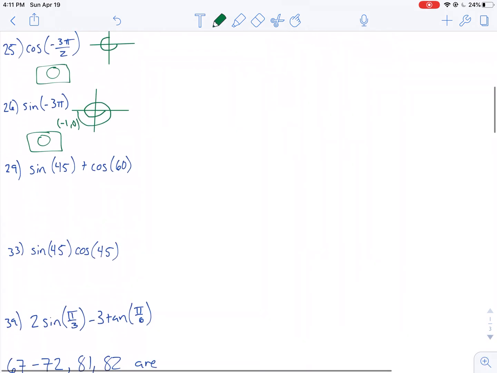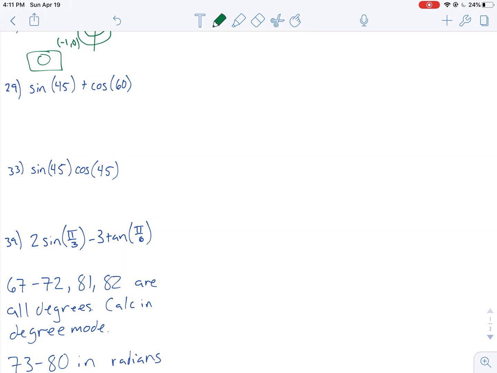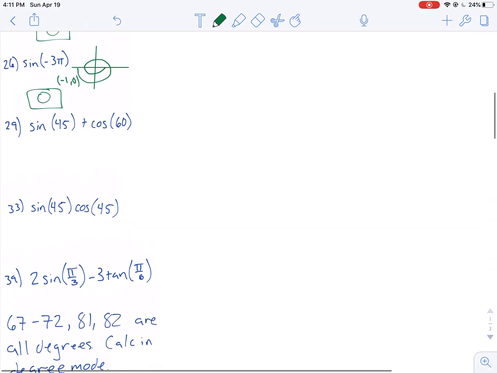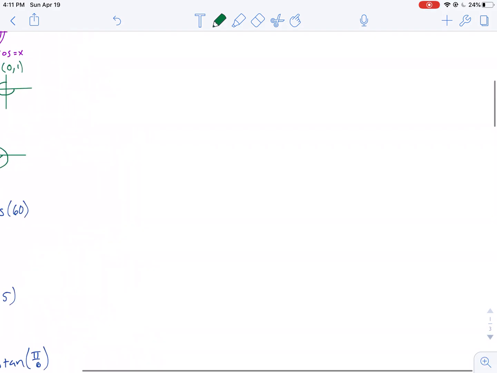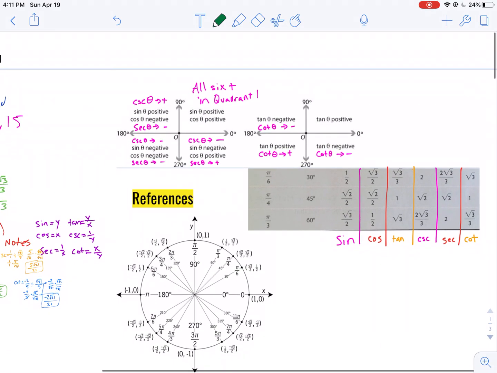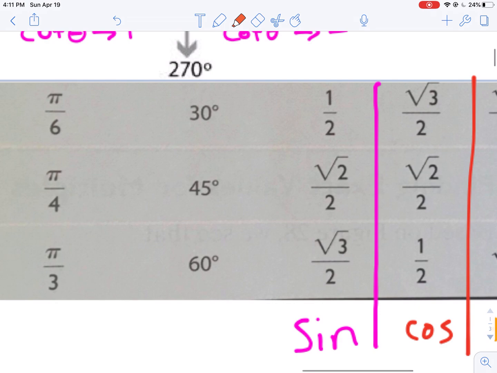All right, 29 through 43 are asking you to perform some operations based on these things. All of these are going to end up being quadrant angles, or they're going to end up being quadrant 1 angles, so this is pretty straightforward. I've got my sine of 45 plus the cosine of 60, so I'm going to go up to my chart here, and you have this chart in your 6.2 part 2 notes as well as your 6.2 part 3 notes, so I would pay attention to this.